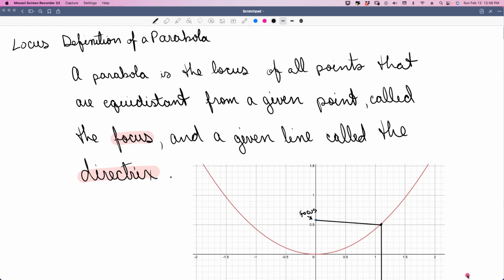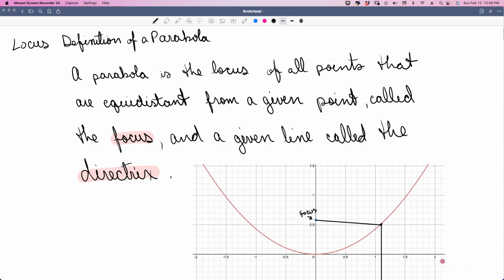Welcome to lesson 68. This is going to be a 4-parter. This is the first part. We're going to talk about the locus definition of a parabola. The locus definition of a parabola says that a parabola is the locus, or the location, of all points that are equidistant from a given point called the focus and a given line called the directrix.